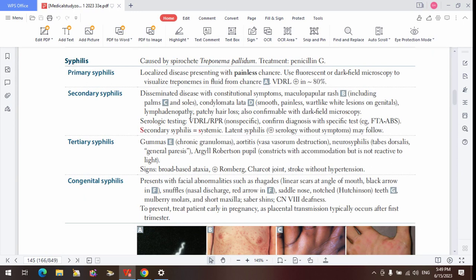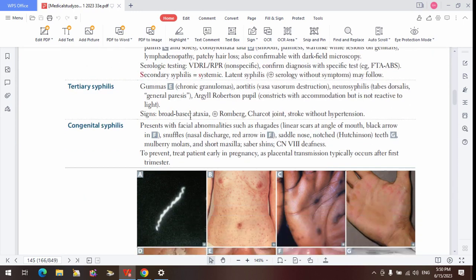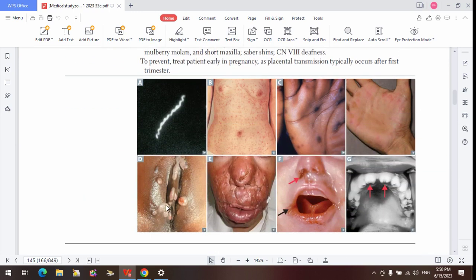Then there's another lesion that you also observe in someone with secondary syphilis. That's the condylomata lata. So those are smooth. They appear whitish most of the time. Smooth, warty-like white lesions that you see on the body. You can see it in the anus, in the vagina, in the penis. You can see it anywhere.